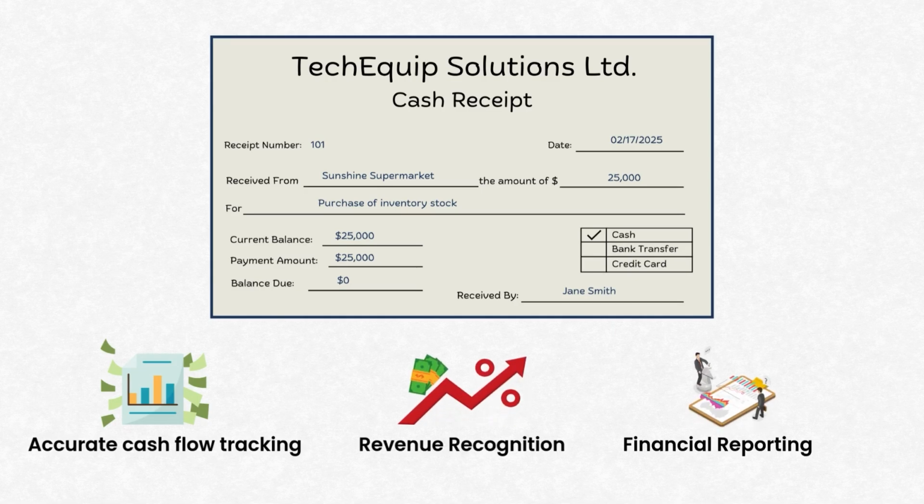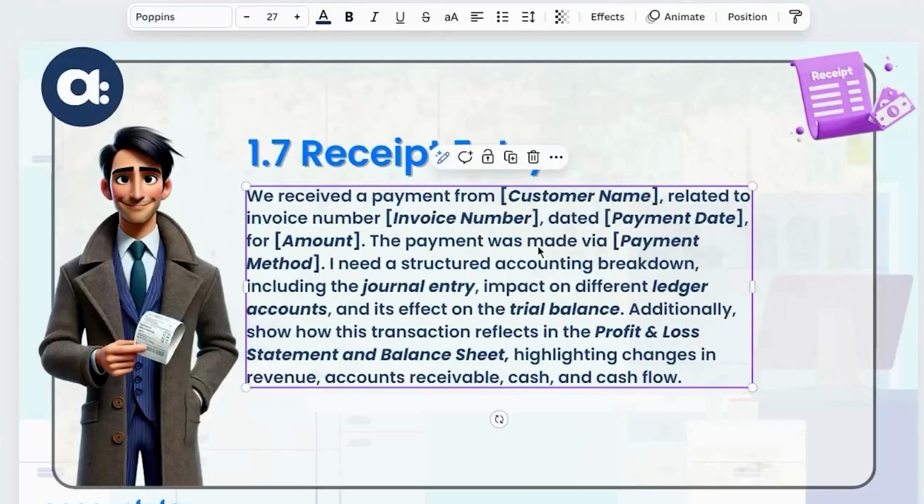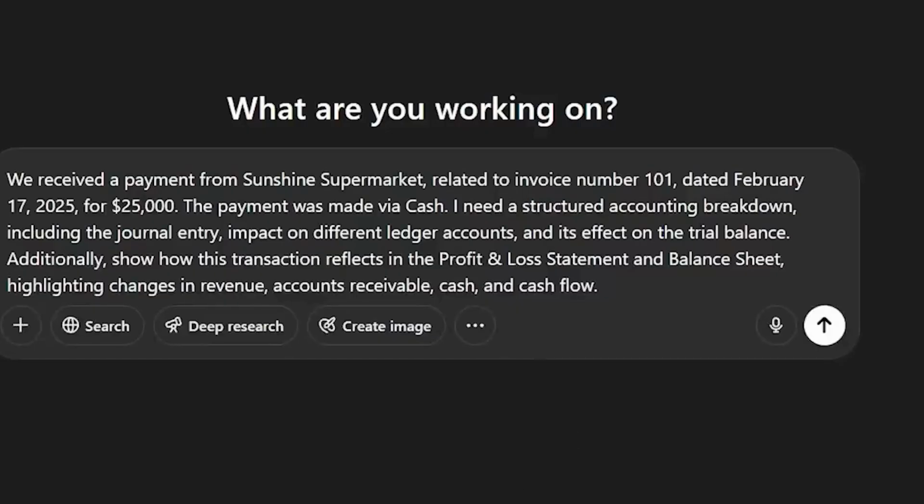To simplify this process, we've created a structured ChatGPT prompt that automates the accounting breakdown for any receipt entry. The prompt captures all key details, including the customer's name, invoice number, payment date, amount received, and payment method. Most importantly, it doesn't just record the transaction, it provides a clear journal entry, impact on ledger accounts, and explains how the payment reflects in financial statements. So let's take a look at an actual example to see this prompt in action.